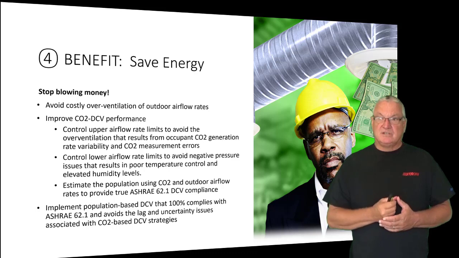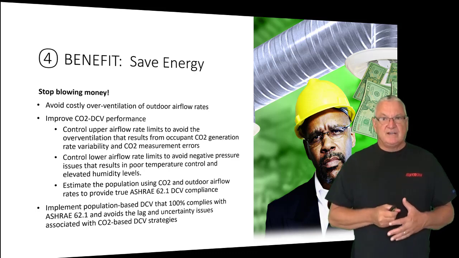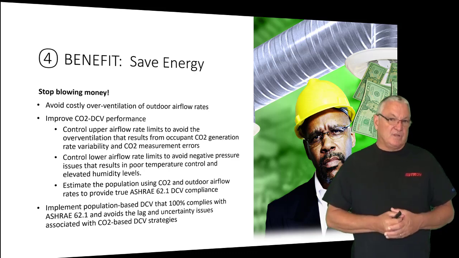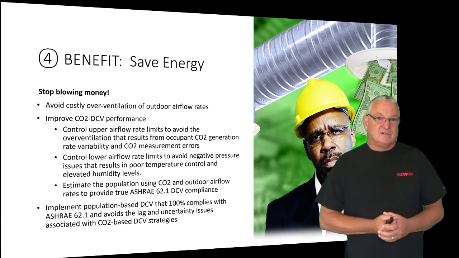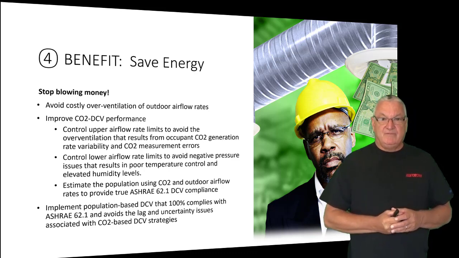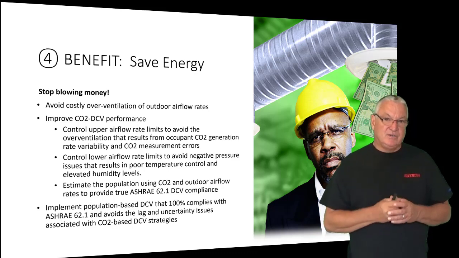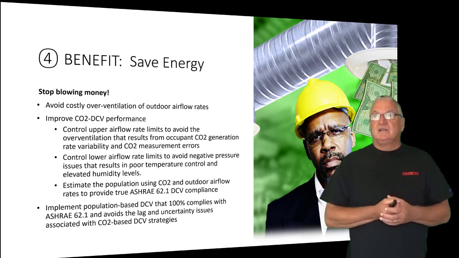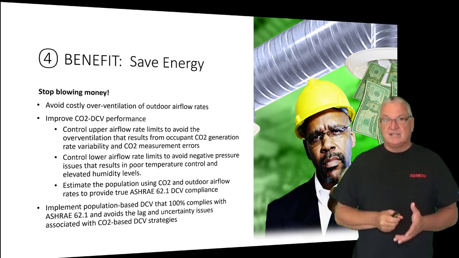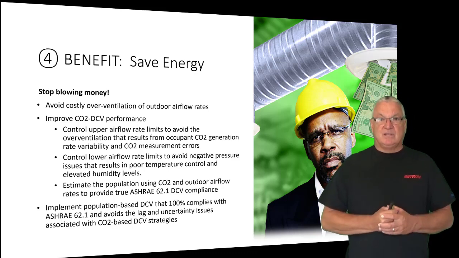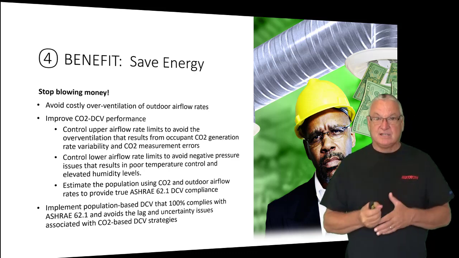You're making assumptions on the CO2 production rate of the occupants, which is based on their age, their activity level, and, among other things, their weight. There's a lot of issues here that are ignored. We find that if you do CO2 DCV, you really should be using airflow measurement to set upper and lower limits. We have ways to use airflow measurement with CO2 to estimate the population, which is a really good way to comply with the actual requirements of Standard 62.